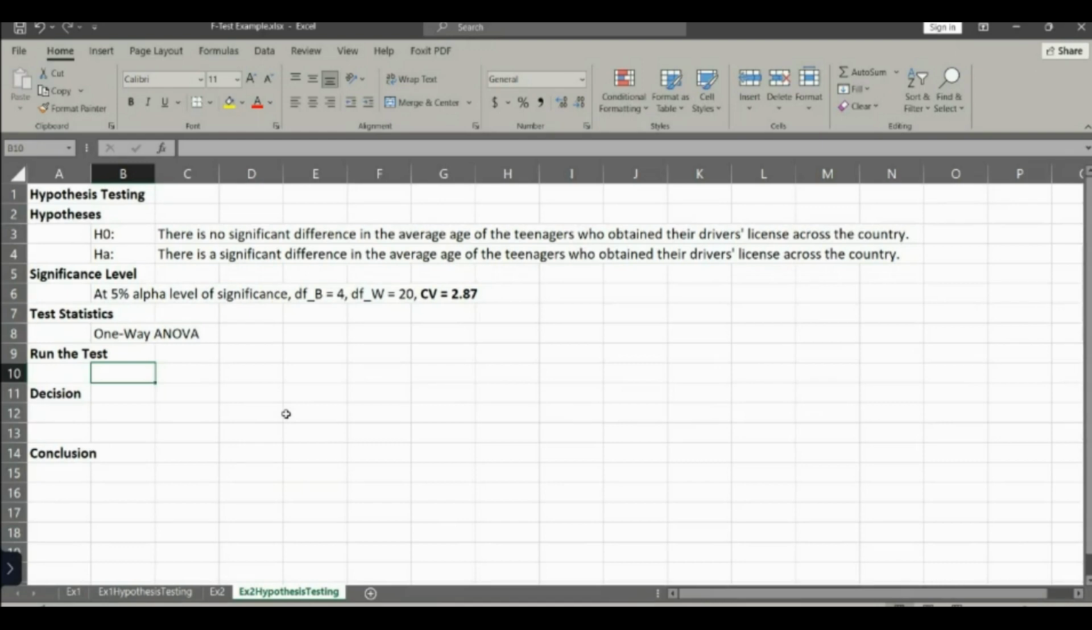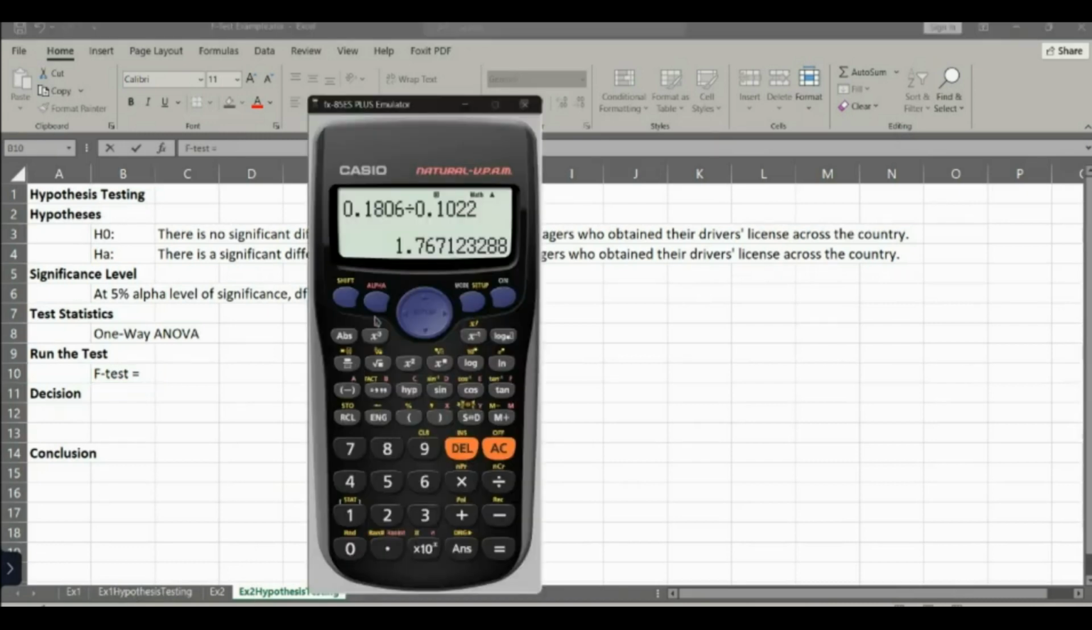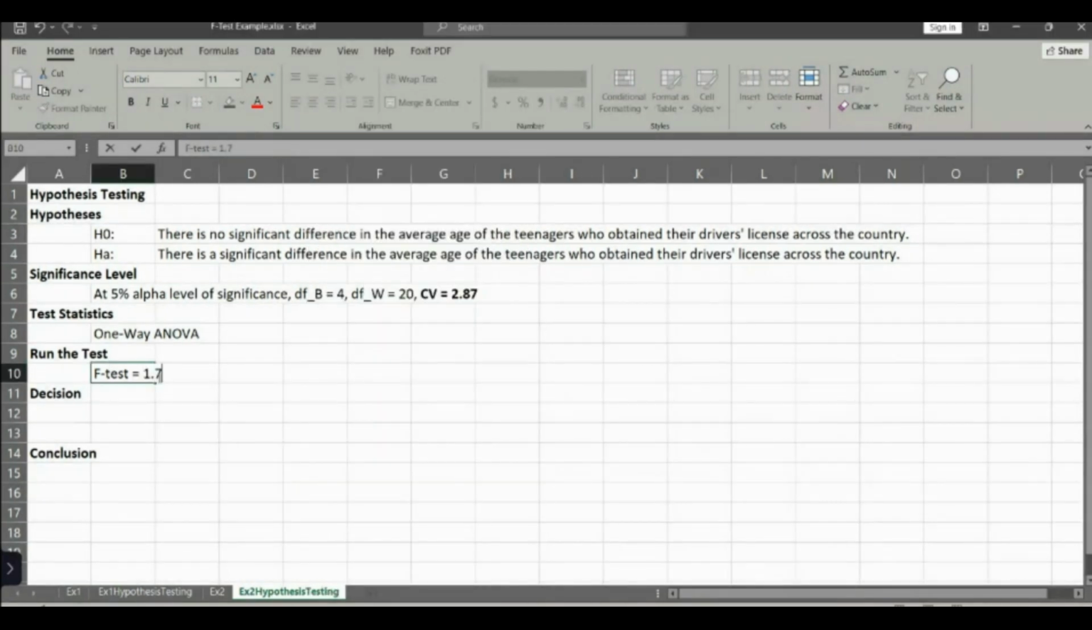And we found the F value as... what is our F value? Here it is, 1.7671. Or in our case, this would be our TV, the test value. With that, what would be our decision? Guys, what would be our decision?